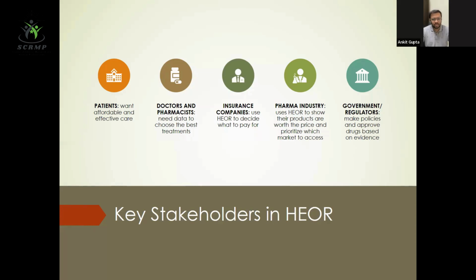Then we have doctors and the pharmacists, which need the data for their own self in order to choose the best treatment for their patients. Then we have the insurance companies, which use HEOR data to decide what to pay for and what not to. Then we have the pharmaceutical industries, which use HEOR to show their products are actually worth the price which they are mentioning or covering and prioritize which market they can access. Last, the government or the regulators, which need to make policies and approve drugs based on the available evidence.